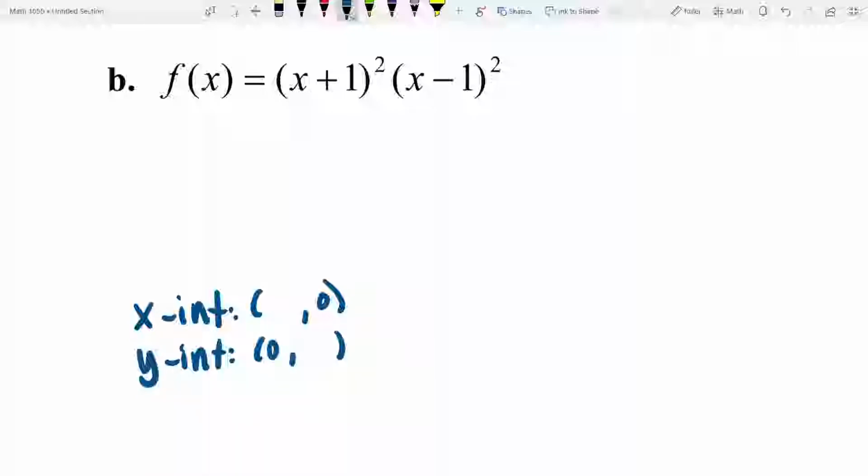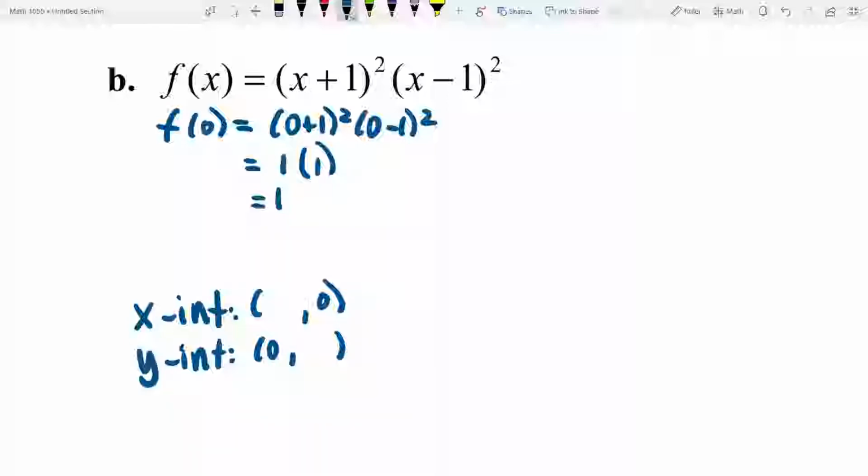So we're getting ready. Okay, which one's easier to find, x or y? Y is typically, on this one, not necessarily convinced that the y is easier, but it doesn't matter. We have to do them both. So let's do the y. F of 0 is equal to 0 plus 1 squared times 0 minus 1 squared. 0 plus 1 is a 1. 1 squared is 1. 0 minus 1 is a negative 1. What's a negative 1 squared? It's also a 1. Sure. So that gives you a 1. So your y-intercept is (0, 1).